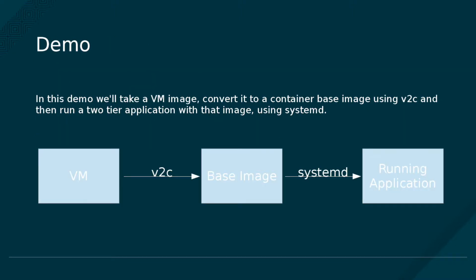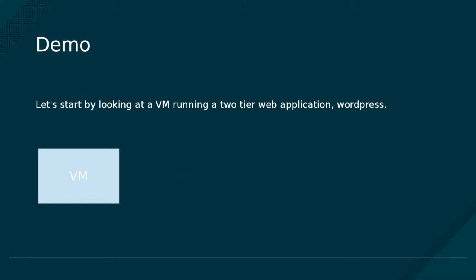In this demo, we'll take a VM image, convert it to a container-based image using V2C, and then run a two-tier application with that image using systemd. Let's start by looking at a VM running a two-tier web application, WordPress.